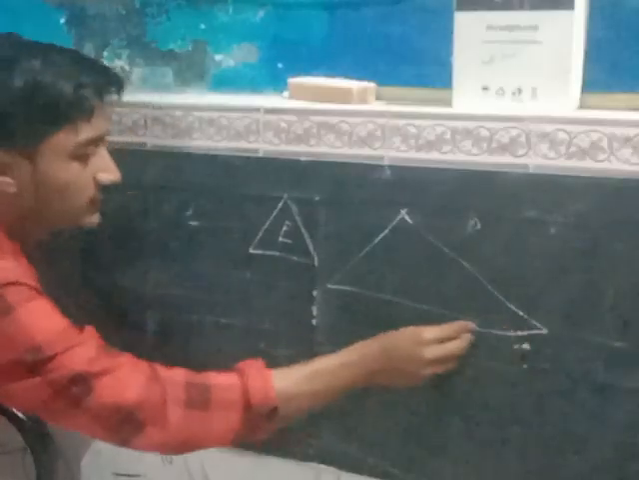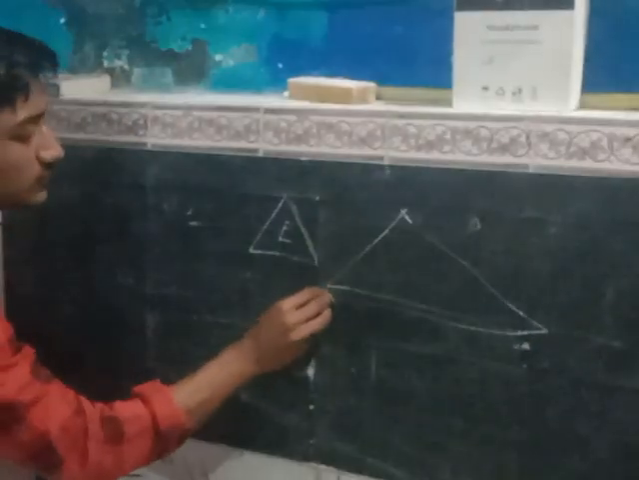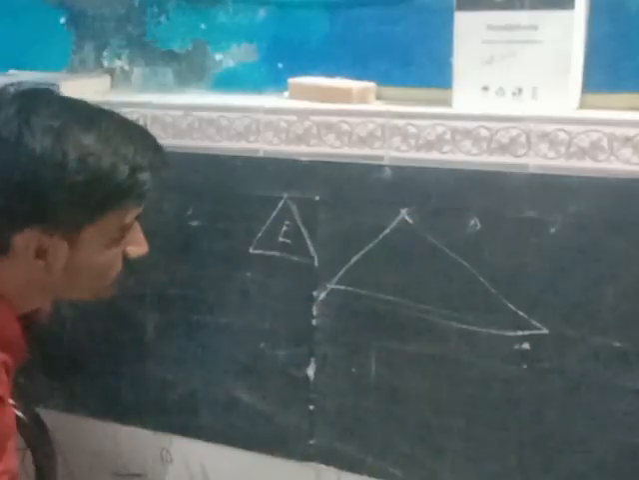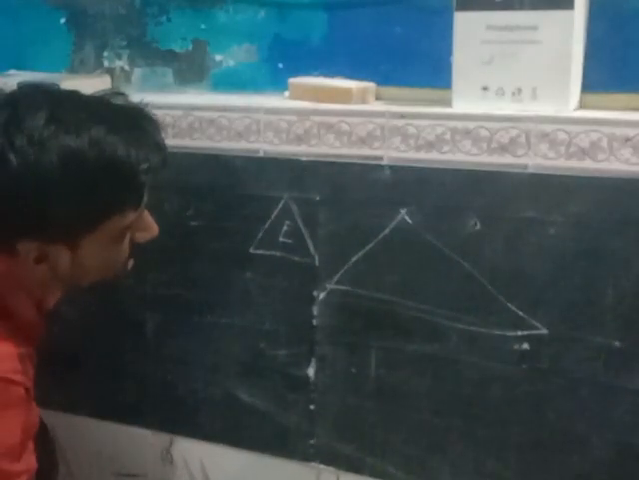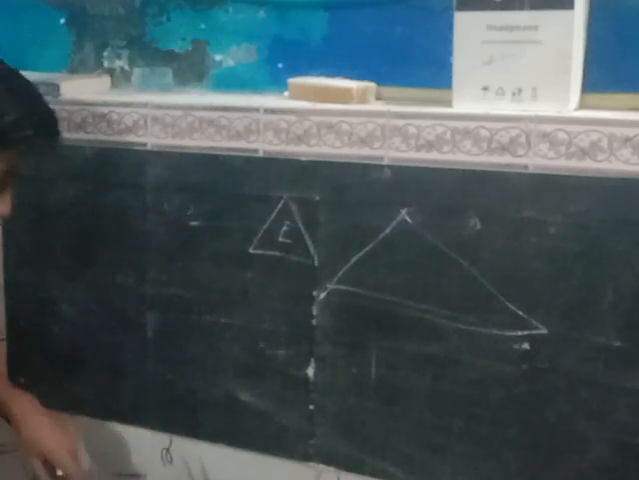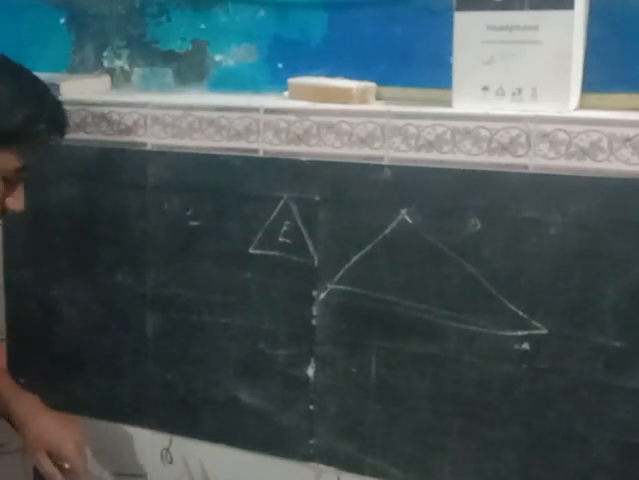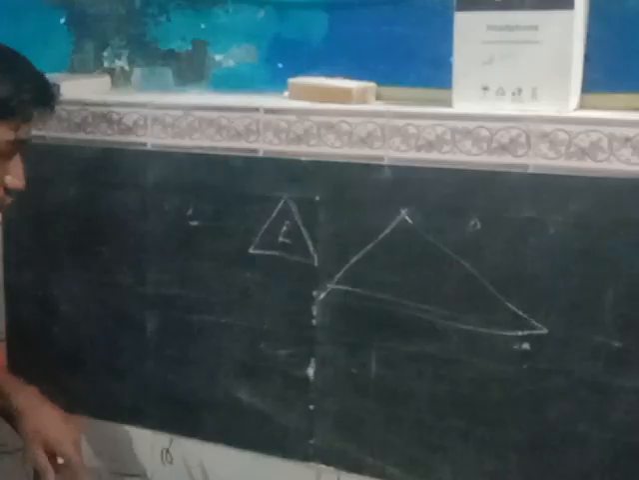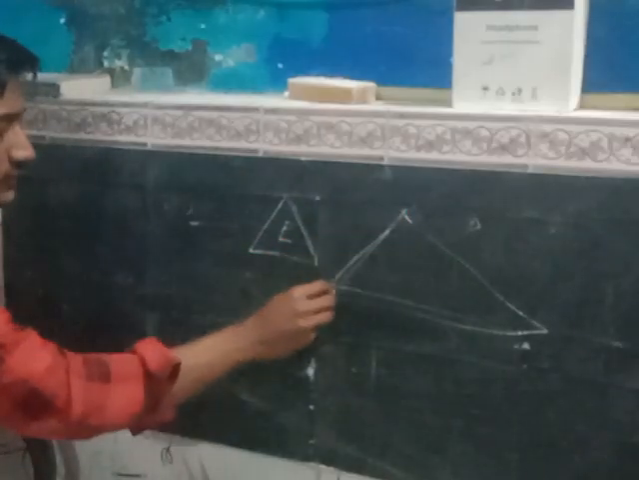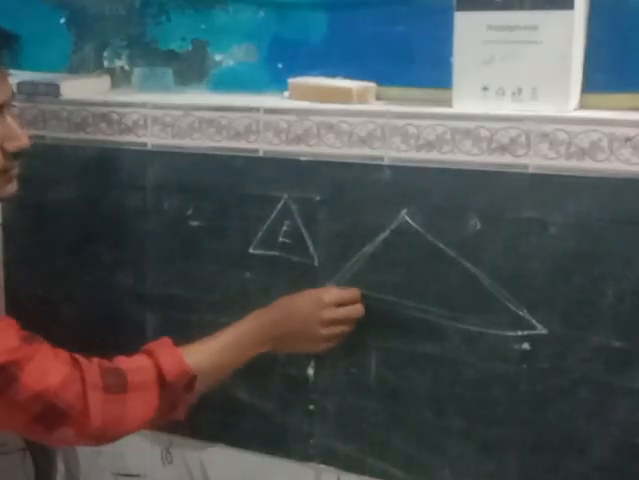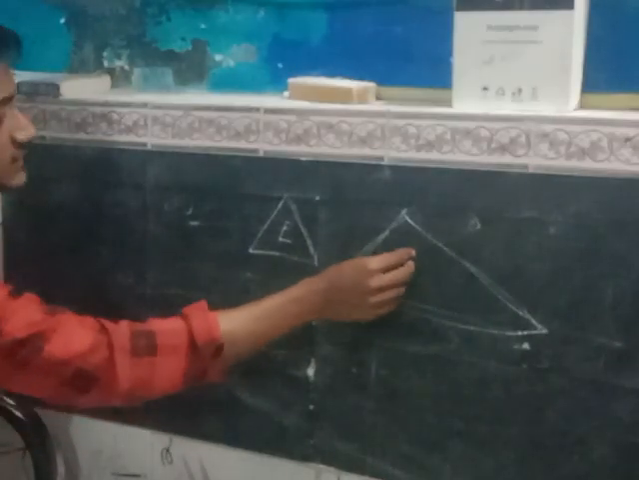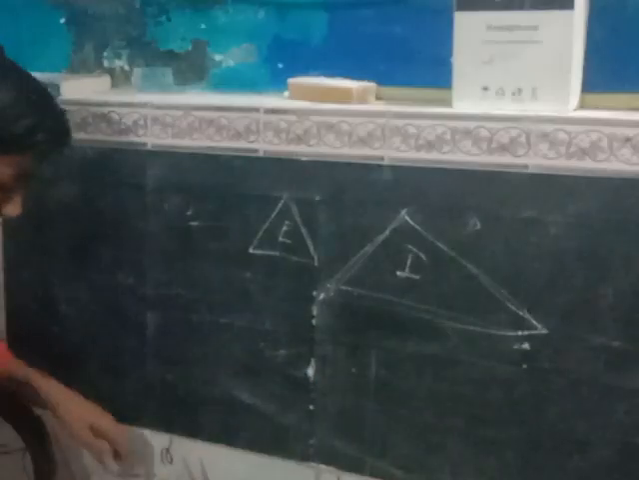Sorry, my drawing is not good. Something like this. I don't know. Mainly two sides are equal. Two sides means two lines. These two lines have to be equal, and one line will not be equal. So yes, this can be an isosceles triangle.